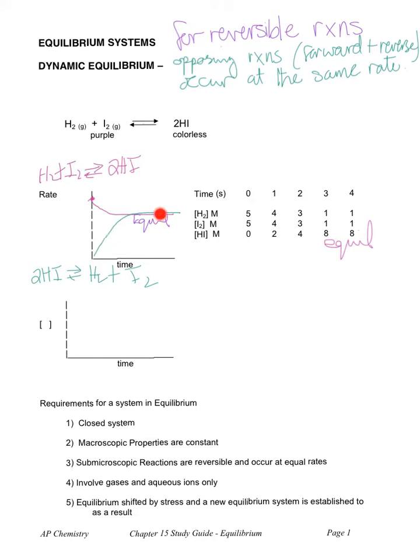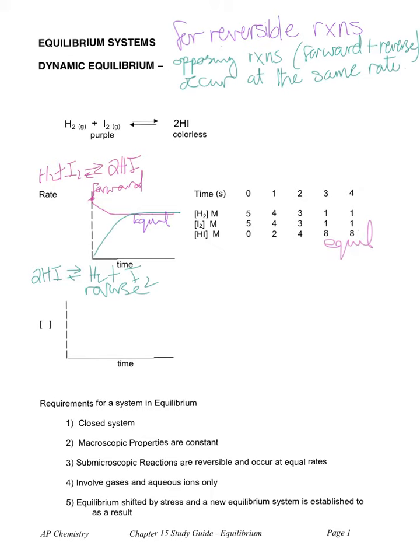So your rates will always look like this, where the reverse reaction is increasing and the forward reaction is decreasing. And at equilibrium, they will always be equal to each other. Now, how steep this is or this is, that depends on what type of reaction it is. But the general shape will always look the same, and they're always going to be equal to each other at equilibrium. That's in terms of rates.